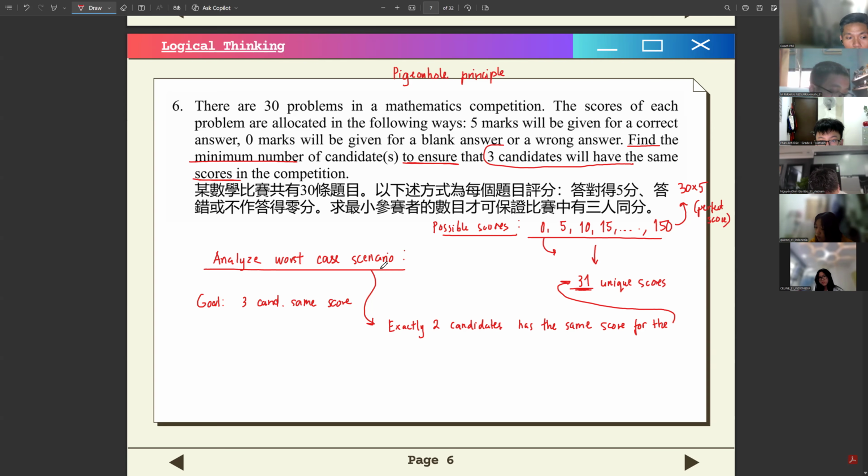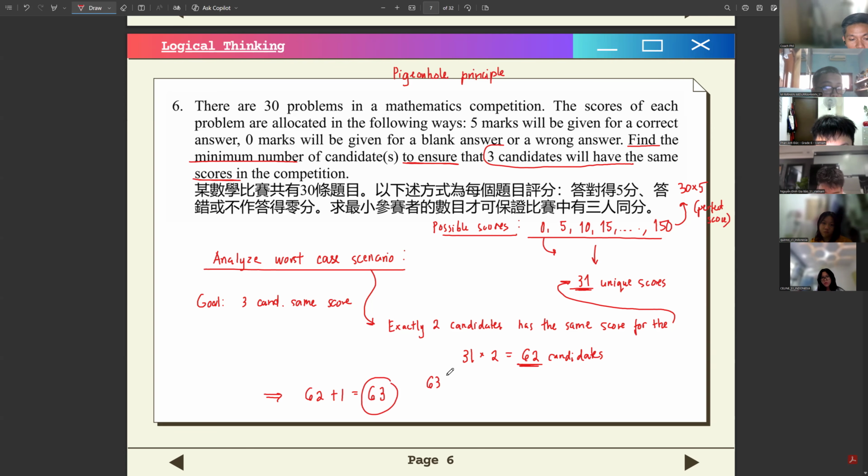So that's the worst case scenario, because at that point, you have exhausted all of the possible scores without getting 3 people with the same score, right? So this is 31 times 2. So that's 62 candidates. So that means if we want to ensure that there's 3 with the same score, we just have to add 1. Okay? 63. Because at that point, the 63rd candidate is guaranteed to have the same score as the other 2 people. So there's 3 people of the same score.